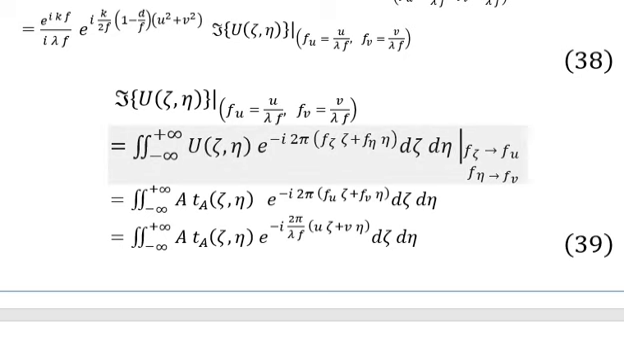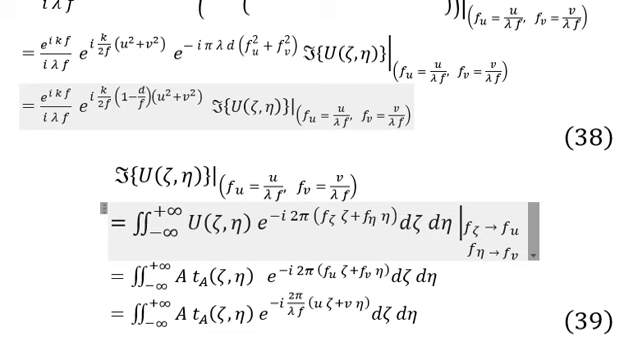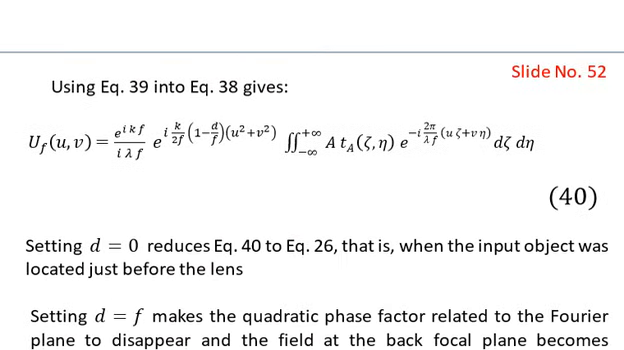So you see that we have calculated this Fourier transform, which we shall plug in equation number 38. So 39 will be used in equation number 38, and the result becomes as shown in equation number 40. So you see that we have the field UF, the field at the back focal plane of the lens or at the Fourier plane, as a function of u and v. On the right hand side you will see that all the quantities are dependent on u and v, and of course the integration is dependent upon the zeta and eta coordinates.